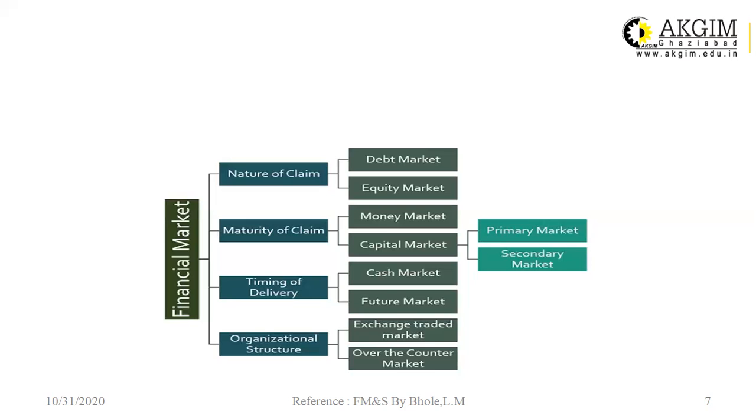Last, organized structure. Again, it is divided into two parts. One is the exchange traded market and the second one is the over the counter market. Exchange traded market is a market where the well settled rules are there, but in the case of the over the counter market, this is the market which is customized. There is no well settled exchanges there. And this is all about the financial market.